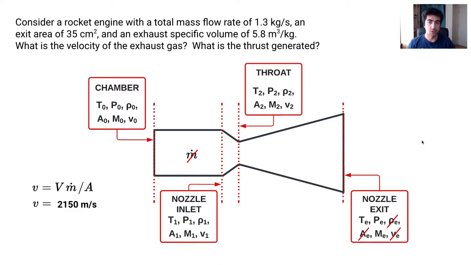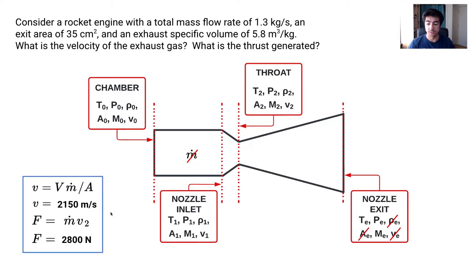And so what is the thrust generated? Remember, going back to our thrust equation, we have that thrust in an ideally expanded nozzle is equal to the mass flow rate times the exhaust velocity. And here we'll assume that the nozzle is ideally expanded. Plug in the value for mass flow rate that we got in the statement with the velocity we just solved for, and we see that our thrust is 2800 newtons.